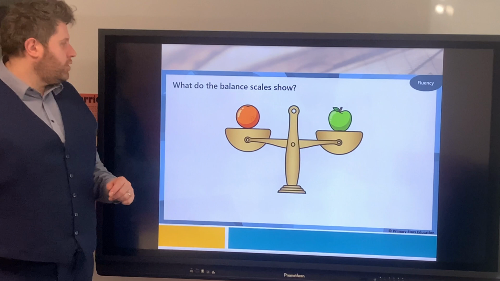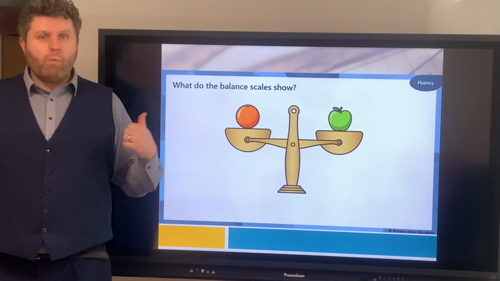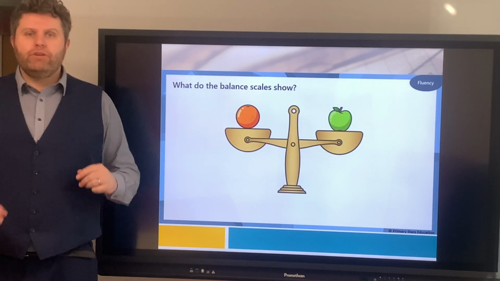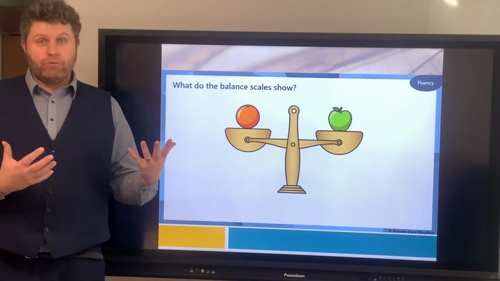Okay. What do the balance scales show now? So we've got an orange and an apple. What is it telling you? Pause the video, talk to your adult, explain what the scales are telling you about those objects.